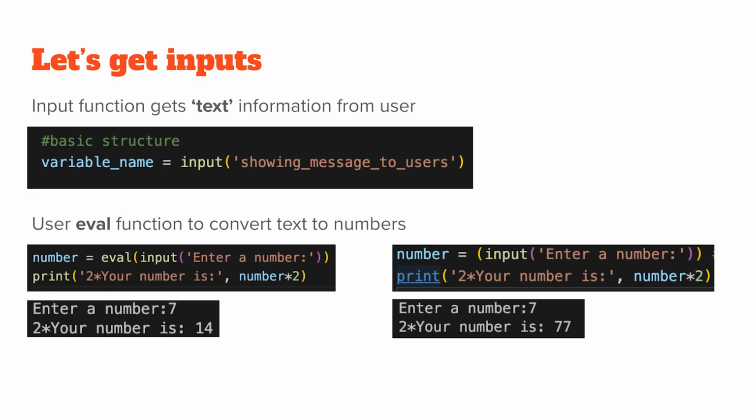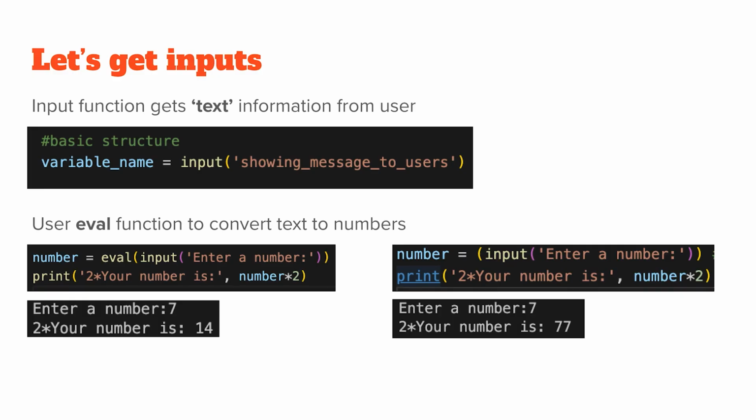Now let's get the inputs from the users. You can ask users to type something using the input function, which is another built-in function. So the basic structure is like this. Variable name is equal to input of a message to show to users. Whatever the user types will be stored as text, which is a string in Python.